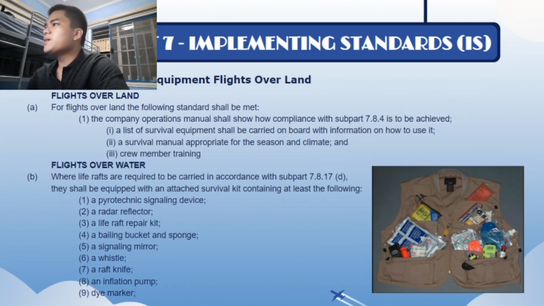Another part of CAR Part 7 implementing standards is CAR Part 7.8.4, which talks about the survival equipments, flights over land or over water. So, first, survival equipment for aircrafts in case of any emergency on land. We must have survival kits and proper crew member training. Next is for in case of an emergency on water, we must have lifeboats, radar reflectors, and essential equipment to survive with life vests. And also, proper cabin crew member training.